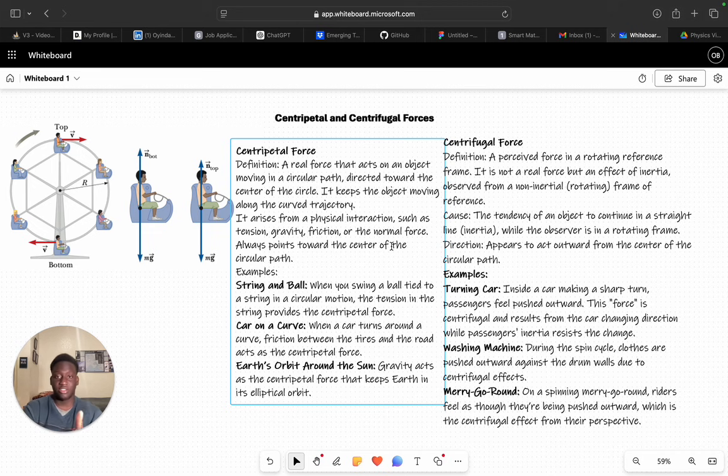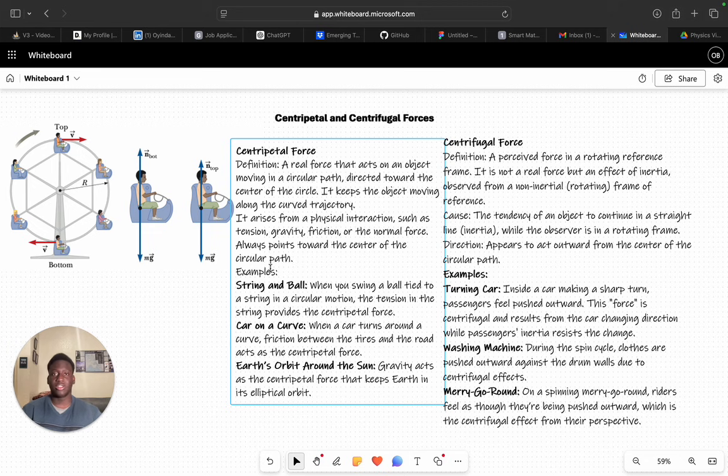Centripetal force, as you can see here, is defined as a real force that acts on an object moving in a circular path, directed toward the center of the circle. It keeps the object moving along the curved trajectory. It arises from a physical interaction such as tension, gravity, friction, or normal force, and it always points toward the center of the circular path.